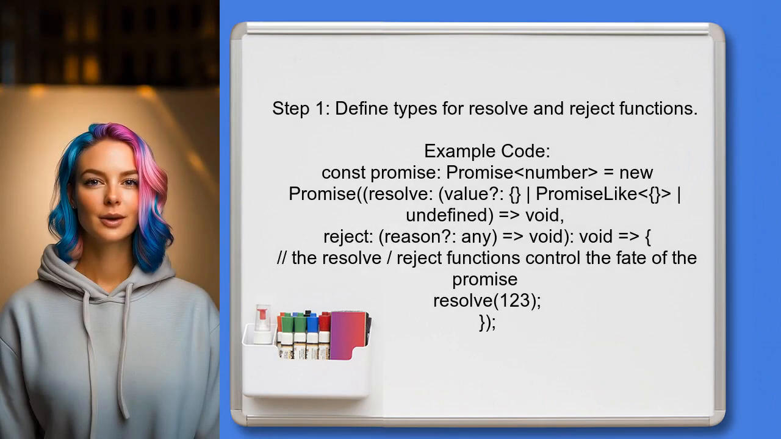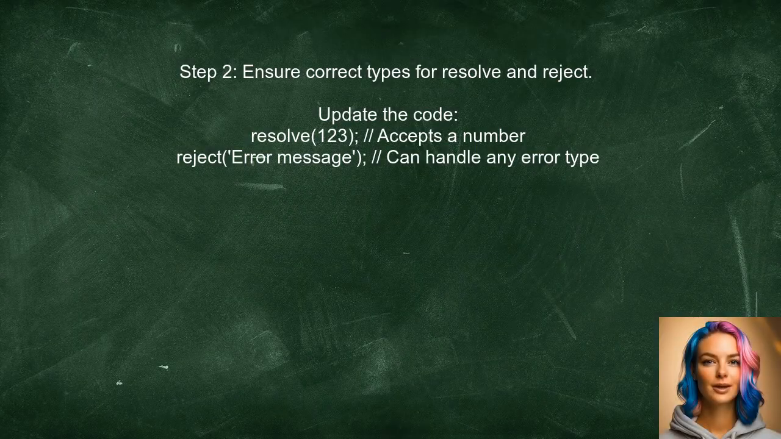To address the user's issue with TypeScript and TSLint, we need to define the types for the resolve and reject functions in the promise. This will help eliminate the TSLint complaints about missing type definitions. Next, the user should ensure that the resolve function can accept a value of type number, and the reject function can handle any error type. This is crucial for proper type checking.